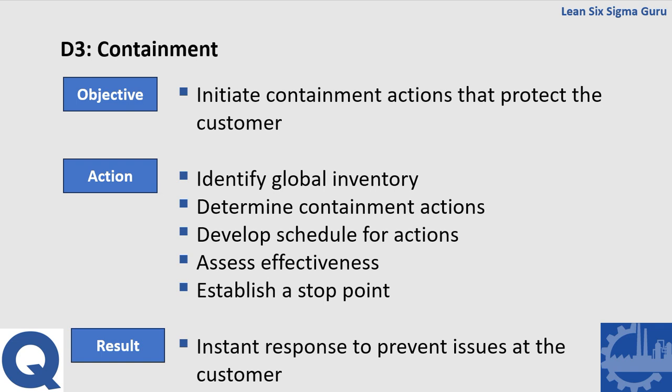And very, very important here, we establish a stop point. We establish a point at which these containment actions will stop. Containment actions sometimes go on in perpetuity. When they do, they decrease efficiency and they increase cost, and they don't typically help quality. We need to decide upfront when and under what circumstances we will stop the containment action. This is critically important for all kinds of operations. The result should be an instant response to prevent issues at the customer.